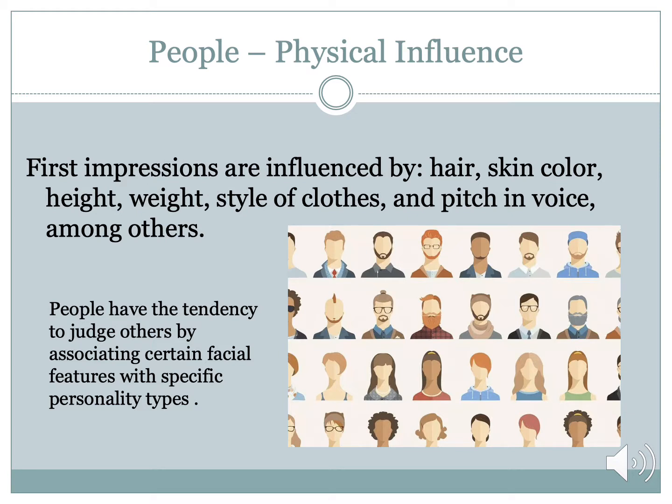People have the tendency to judge others by associating certain facial features with specific personality traits. For example, studies indicate that people who are perceived as stronger, more assertive, and competent, if they have small eyes, low eyebrows, an angular chin, wrinkled skin, and a small forehead. People tend to associate baby-faced people as harmless.